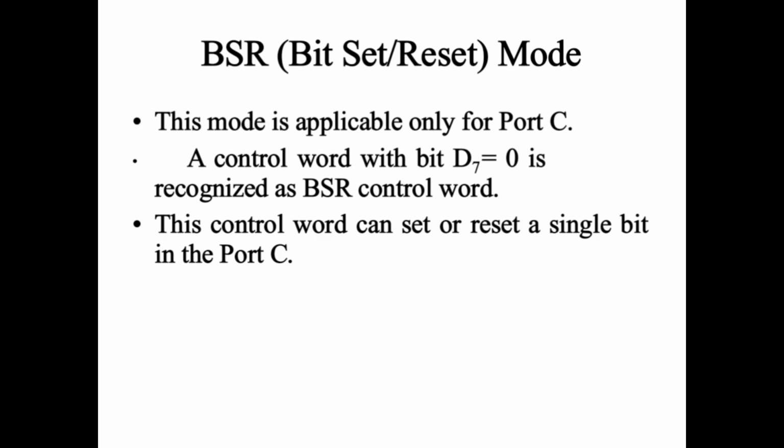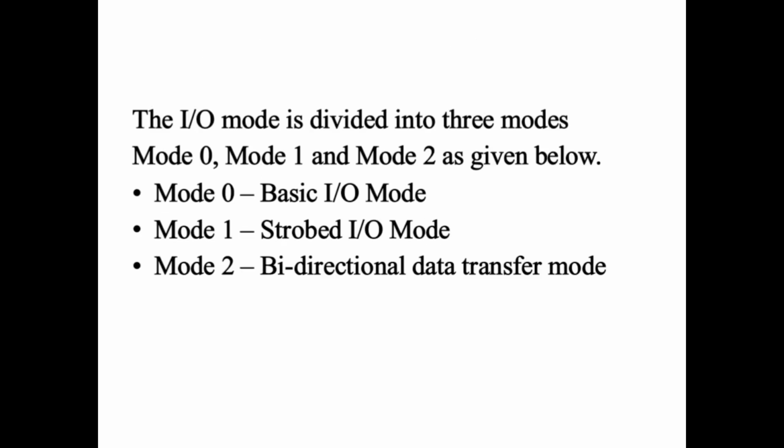So, bit set/reset mode. This mode is applicable only for port C. A control word with bit D7 equal to 0 is recognized as a BSR control word. This control word can set or reset a single bit in port C. The I/O mode is divided into three modes: mode 0, mode 1, and mode 2.